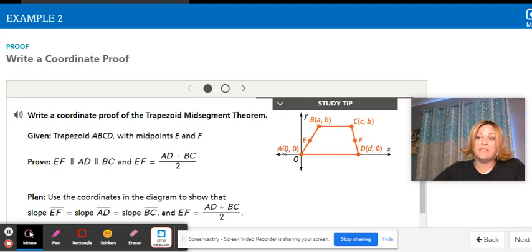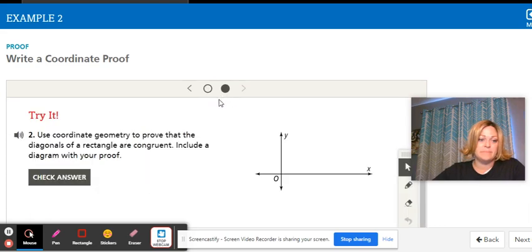And if you're using a square or something like we did in another problem, use the exact same coordinates they use, because those work and you don't have to make up your own coordinates, if that helps. Use coordinate geometry to prove that the diagonals of a rectangle are congruent.